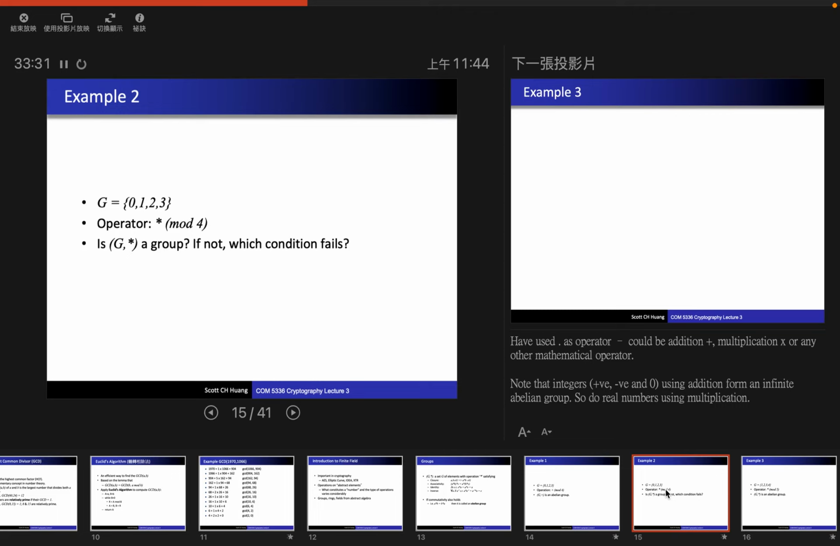Actually, 0 does not have an inverse. 2 does not have an inverse. 3, how about 3? 3乘以3 mod 是多少？3乘3 mod 是等于1哦，所以3是有 inverse 的。3的 inverse 是自己，1的 inverse 是自己，另外2个没有，所以 inverse 是错的，inverse 没有办法被满足，所以它不是 group。So it's not a group.